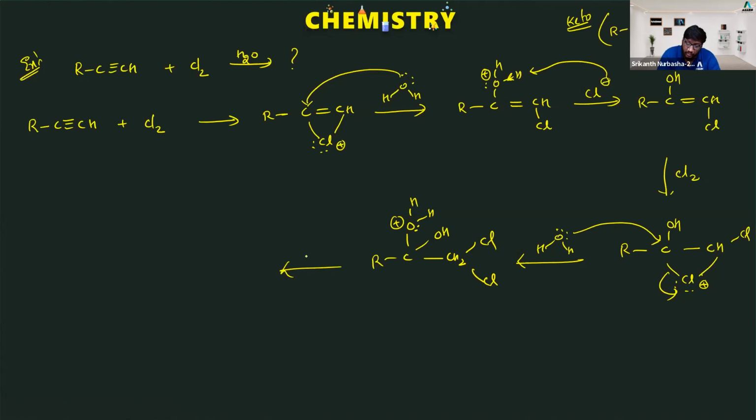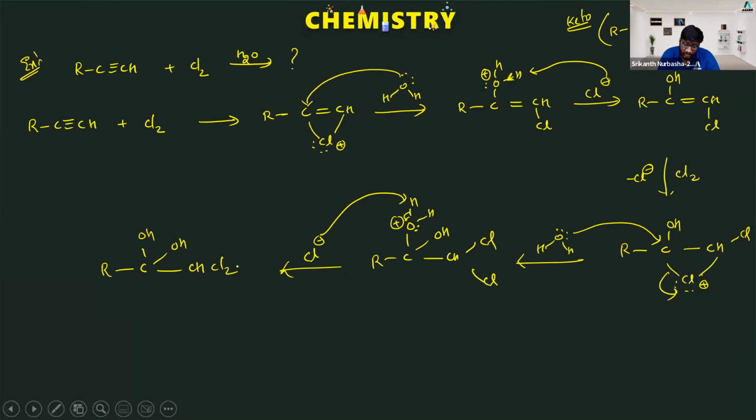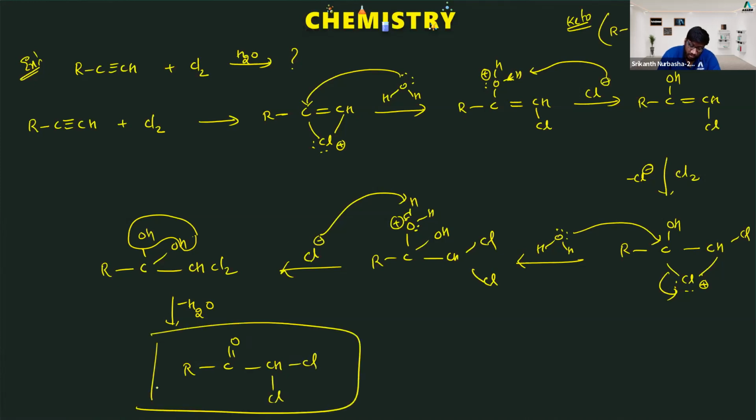Again there is loss of H plus, because chloride ion is released in this step. The chloride ion will pick up this proton, the O-H electron density will come in, generating RC(OH)(OH)CHCl2, right? Two chlorines are there. Now two OH groups on the same carbon are unstable. They will undergo loss of water, elimination, giving C double bond O, CHCl2. So this can also be a major product.